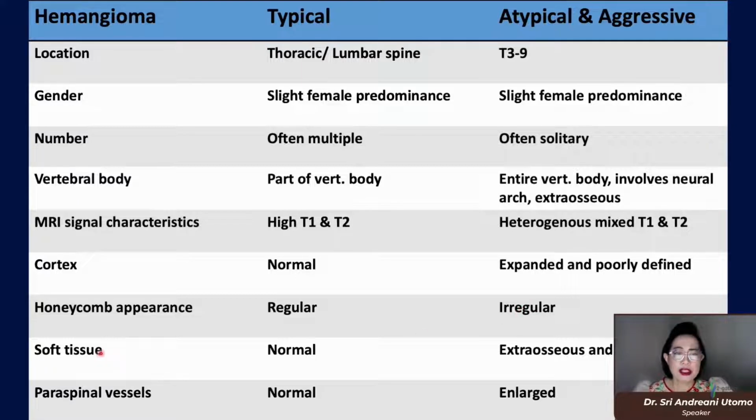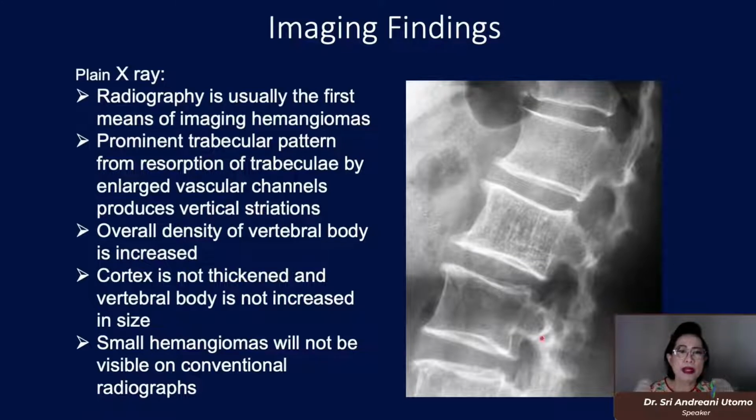And for soft tissue extension, usually in typical, the soft tissue is normal. But for atypical and aggressive, usually it extends to the extraosseous. And for paraspinal vessels, usually in typical they are normal, but for atypical and aggressive bone hemangioma, they are enlarged. Now, what can we see in imaging?